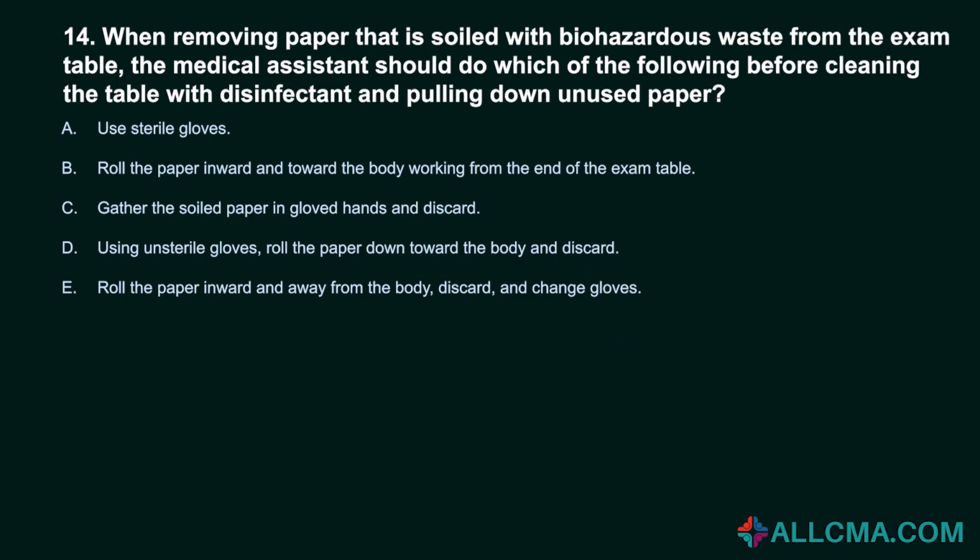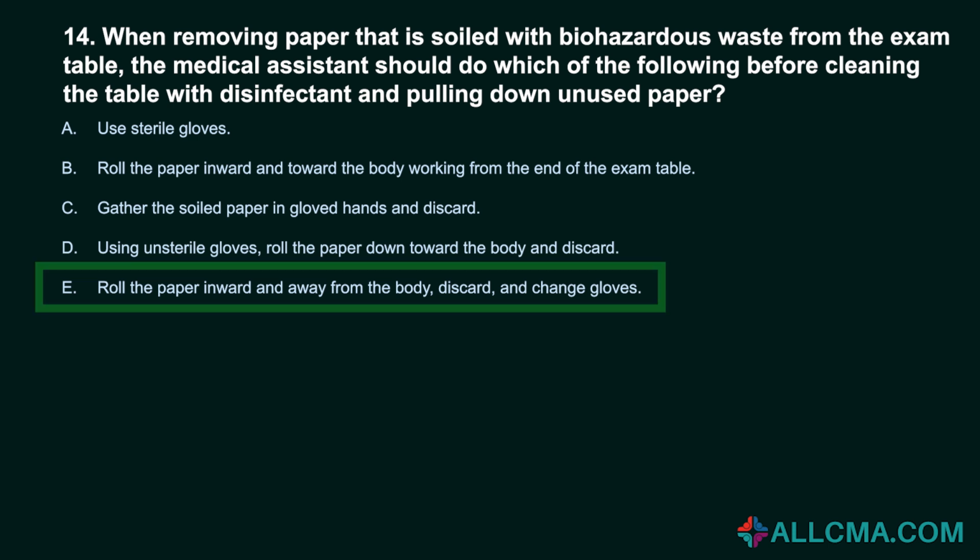14. When removing paper that is soiled with biohazardous waste from the exam table, the medical assistant should do which of the following before cleaning the table with disinfectant and pulling down unused paper? A. Use sterile gloves. B. Roll the paper inward and toward the body working from the end of the exam table. C. Gather the soiled paper in gloved hands and discard. D. Using unsterile gloves, roll the paper down toward the body and discard. E. Roll the paper inward and away from the body, discard, and change gloves.